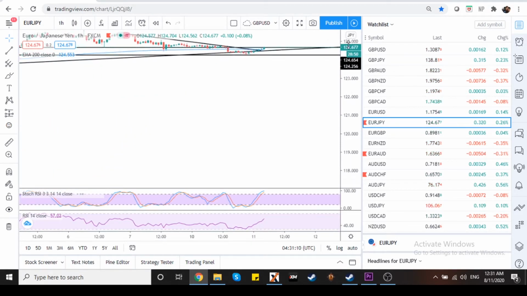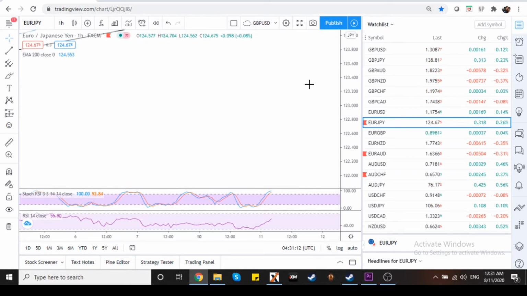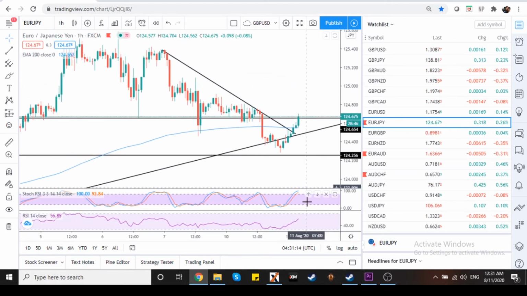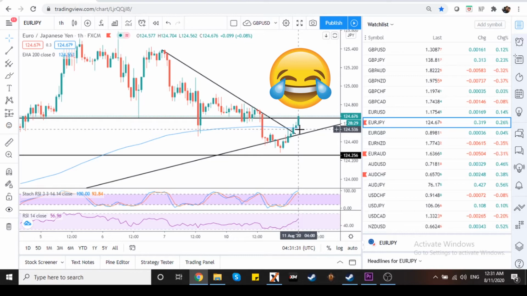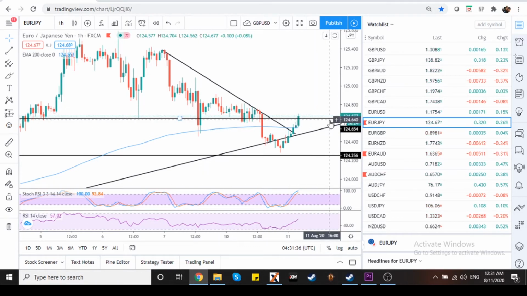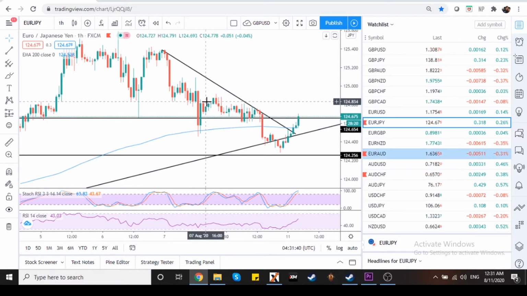Pero pumunta tayo sa 1 hour chart at nag-drawing tayo ng short-term trend line, which is ito. And I said, if it breaks that, I will take the trade. I did miss this part, this first candle actually. Nakatulog tayo mga kanoypi. So, I took the trade late over here for Euro JPY and Euro odd.